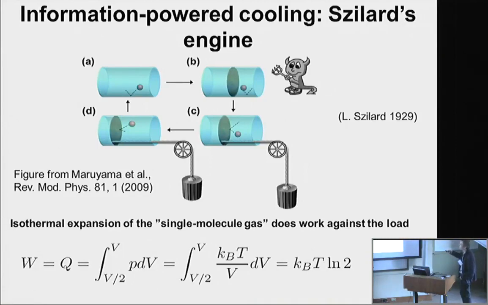So there's somebody who is watching whether the particle is on the right or on the left, and depending on the outcome of this measurement, there is a weight connected to this wall, so that the particle has to push the wall back to the end, at the same time lifting the weight. So in this process, which crucially depends now on this information and feedback here, you can naively evaluate, assuming a single molecule gas, that the work that you extract or the heat that you extract from the bath is equal to kBT logarithm of 2, which is the famous result.